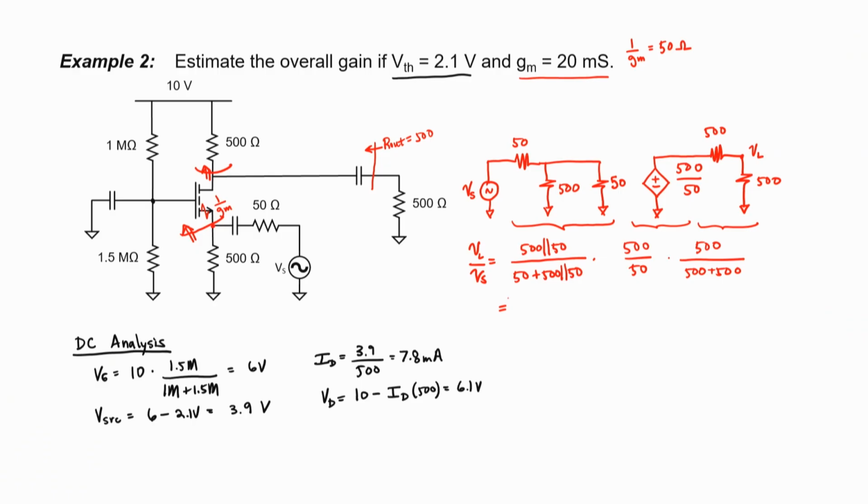You're almost always going to have an input voltage divider, some kind of expression for the gain due to the transistor itself, and then some output voltage divider. In this case, we have a modest voltage divider at the input. We have some gain due to the transistor, and then we have some modest attenuation at the output side.